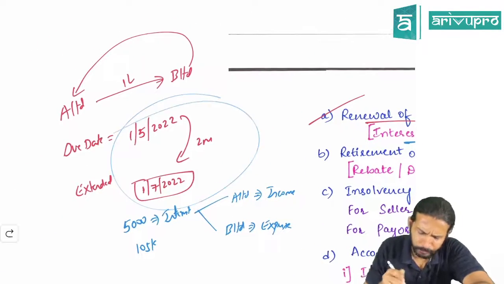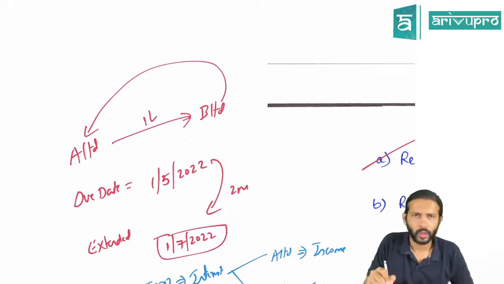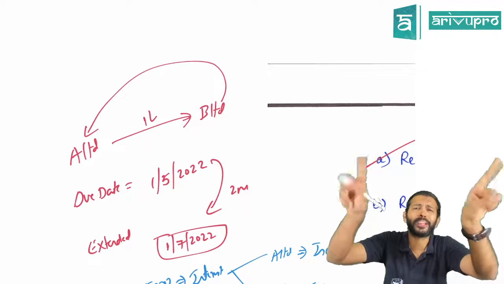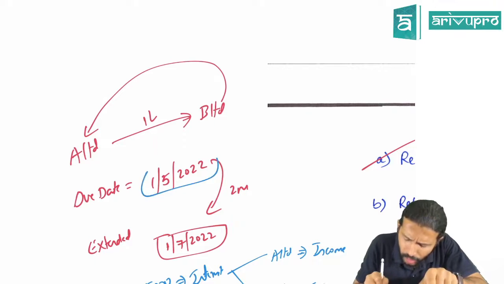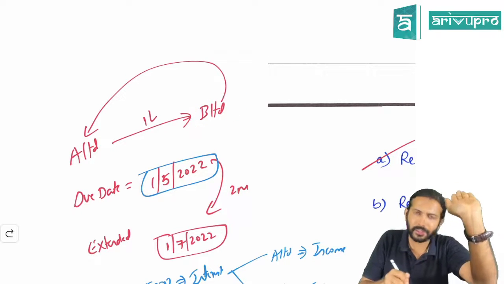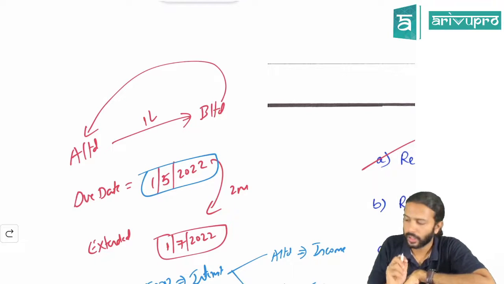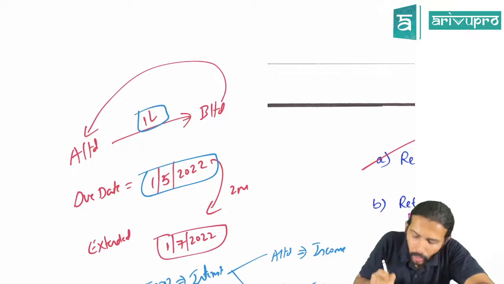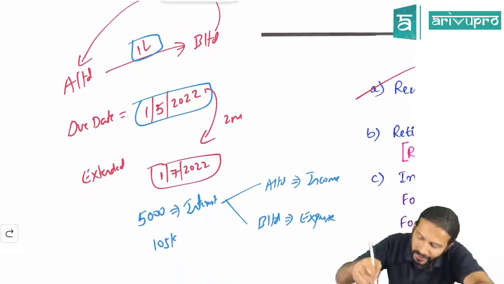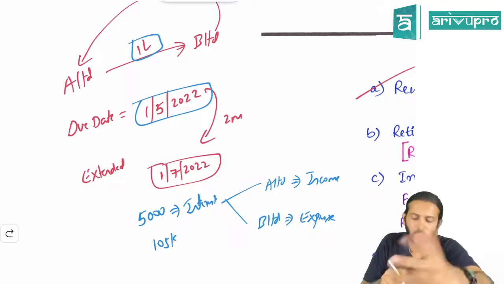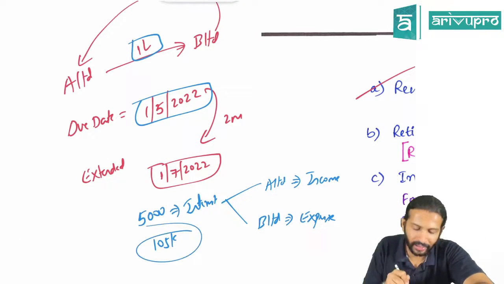What is the loophole? Originally, what was the term of the bill? When B Limited gave the bill, what due date was mentioned? 1st May. Correct? And what amount is mentioned in the bill? 1 lakh rupees. Is the due date of 1st May and amount of 1 lakh the same, or did it change? Due date from 1st May became 1st July. Amount from 1 lakh became 1,05,000.